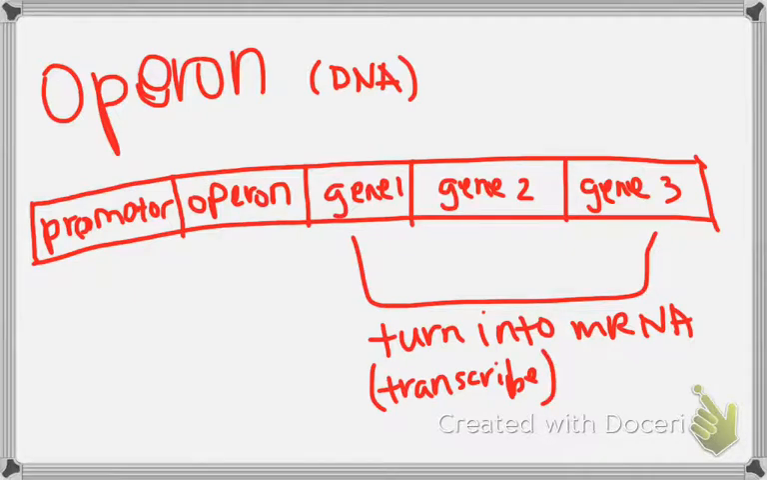We want to transcribe them into mRNA. We want to take this DNA, these genes, because genes are just a section of DNA, and turn it into mRNA. So this is where an operon is.